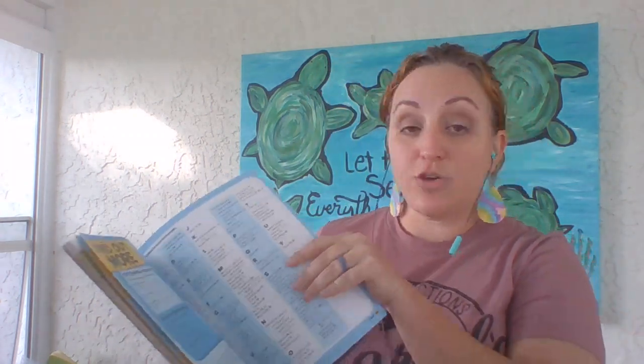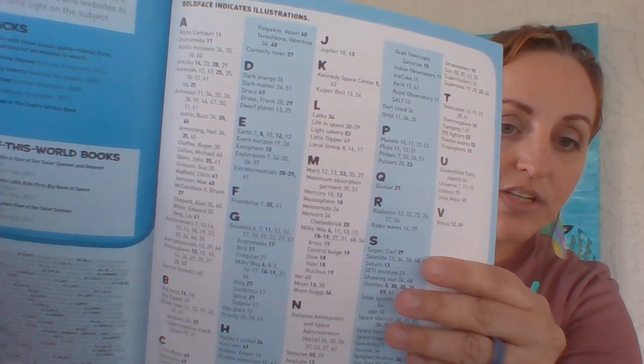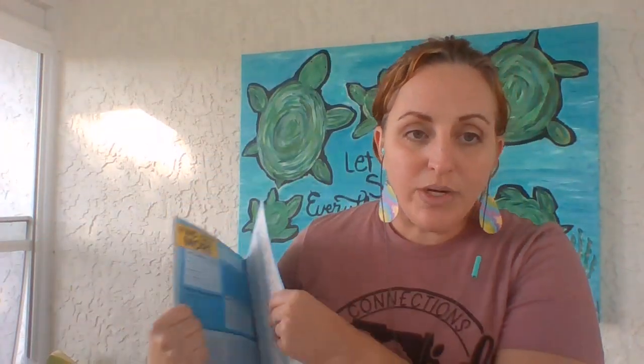Okay. Another tool that you'll find in nonfiction books specifically is an index. An index is always right at the very end, also listed alphabetically, and it's going to help you to find different topics that are contained within that text.